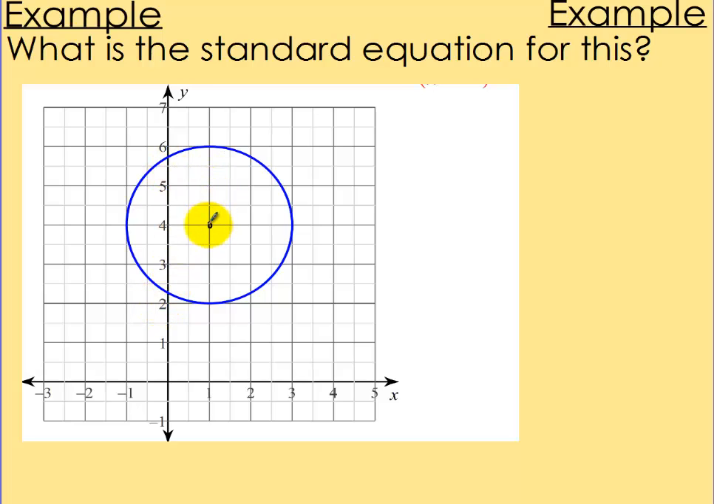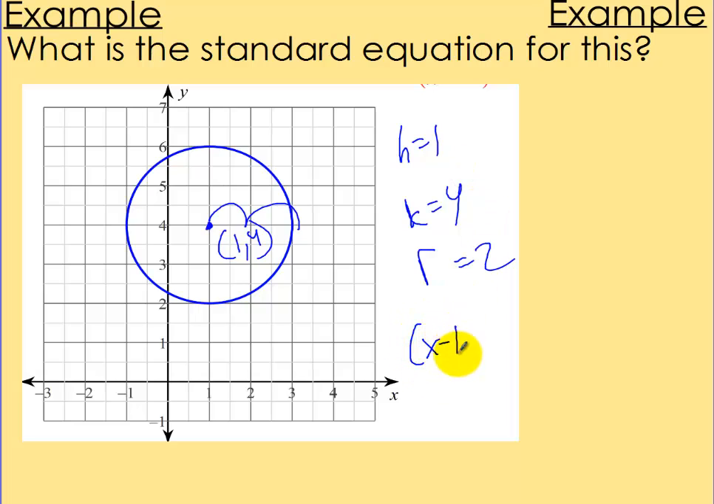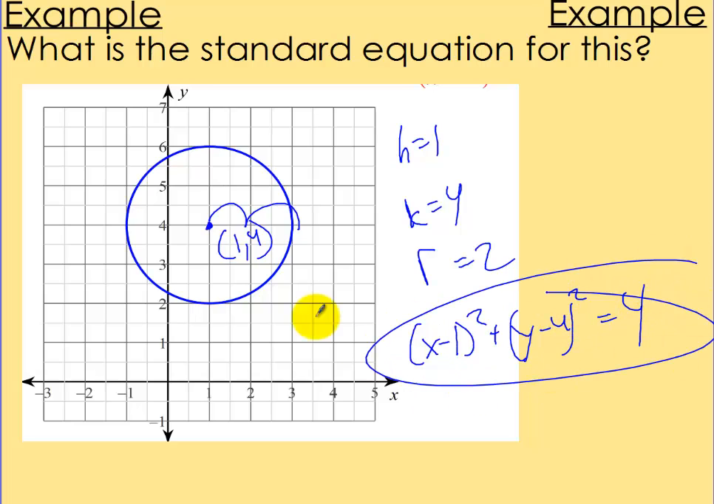All right, standard equation. So the center looks like it's right there, and the coordinates of that, if I'm following this, are (1, 4). So my h is 1, k is 4, and my radius, going from 1 to 3, is 2. The equation will be (x - 1)² + (y - 4)² equals 2², which is 4. That's it.